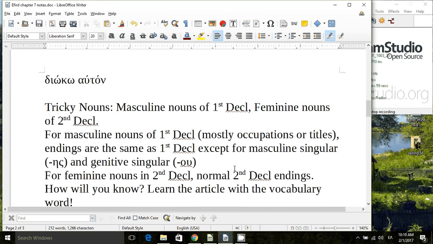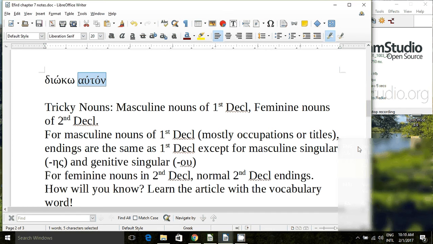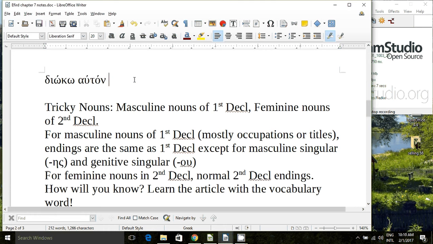And then in the oblique cases, that is, all the cases except the nominative are called the oblique cases, autos just serves as the third person pronoun. So this means I pursue him, because it's masculine.